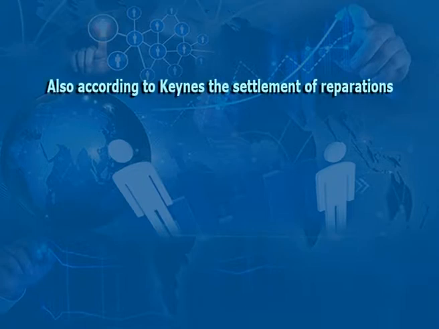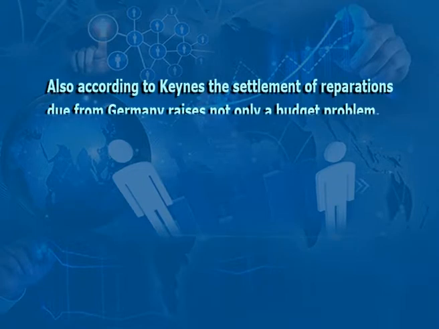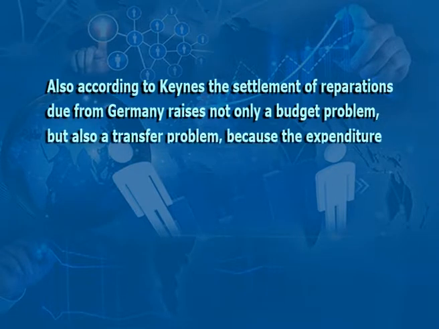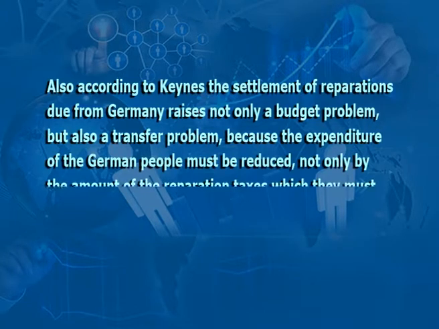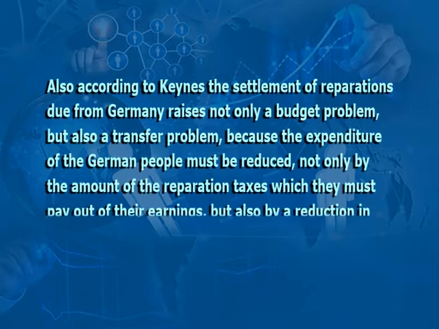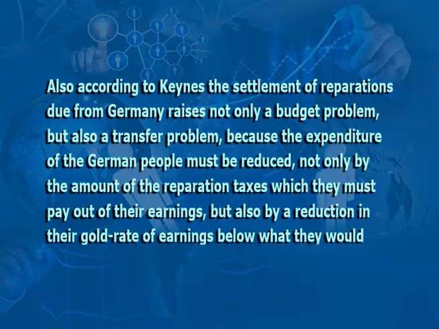Also, according to Keynes, the settlement of reparation due from Germany raises not only a budget problem but also a transfer problem, because the expenditure of the German people must be reduced not only by the amount of the reparation taxes which they must pay out of their earnings, but also by a reduction in their gold rate of earnings below what they would otherwise be.